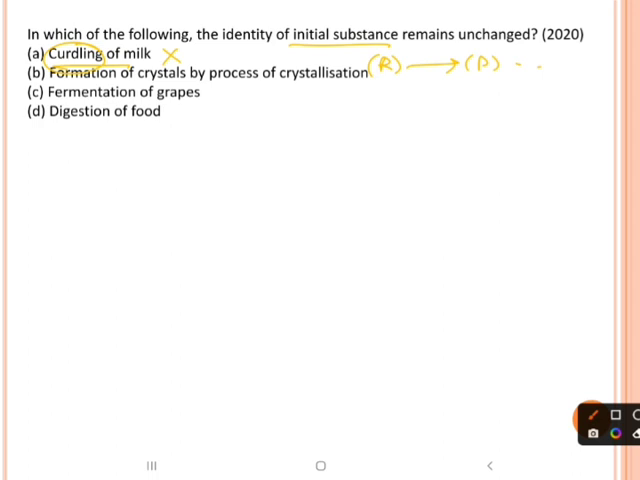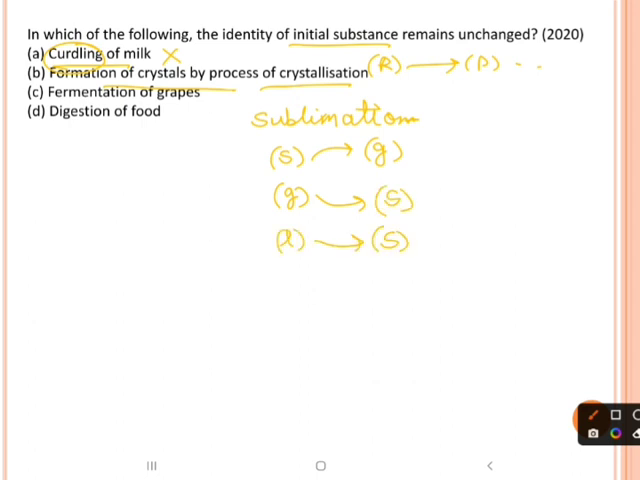Formation of crystals by the process of crystallization. You have understood about the process of sublimation. What was the process of sublimation? Sublimation means when a solid changes into gas. But does the chemical composition of the matter change? No. Similarly, when this gaseous form converts into solid, or this liquid form converts into solid crystals, this is known as crystallization. Now here nothing will happen, like for example, suppose we have some amount of ammonium chloride as a gas.